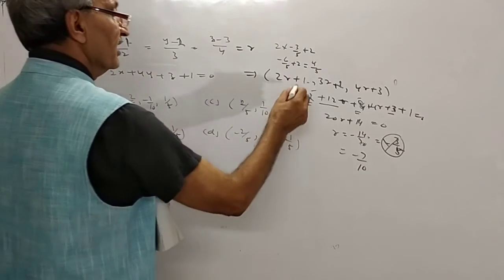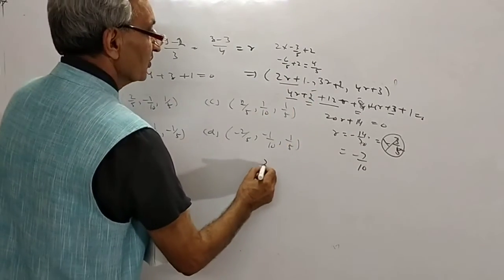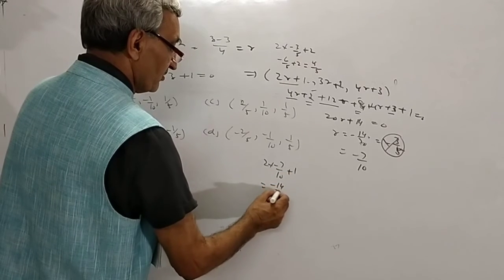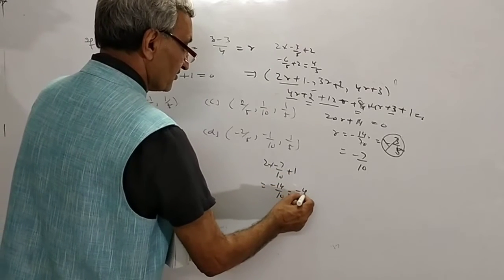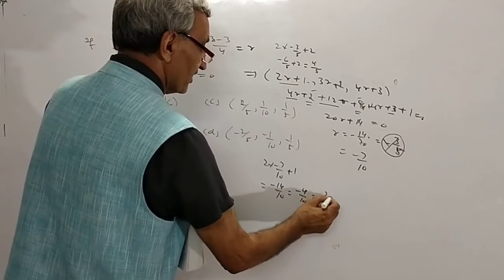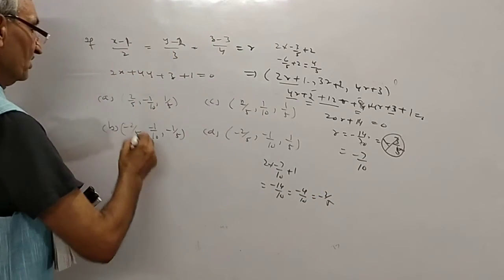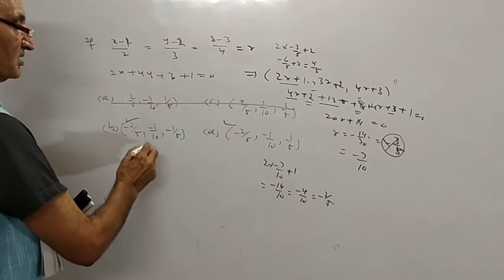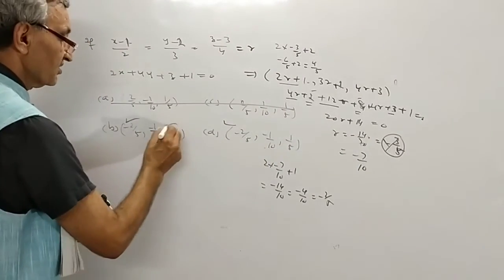Let me put the value here now. First point is this: 2 into minus 7 by 10 plus 1 is equal to minus 14 by 10, which is equal to minus 4 by 10, which is equal to minus 2 by 5. Where is minus 2 by 5? There are two places with minus 2 by 5, these two go. And this is the same, this needs to be checked.